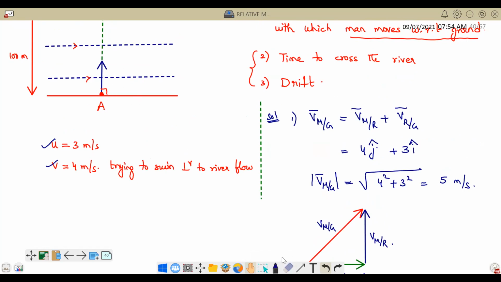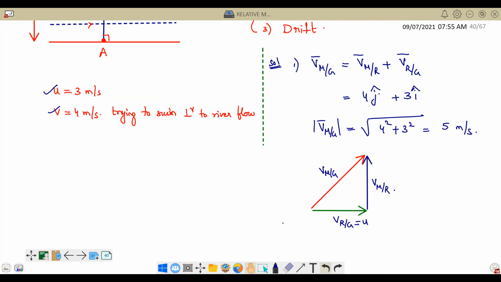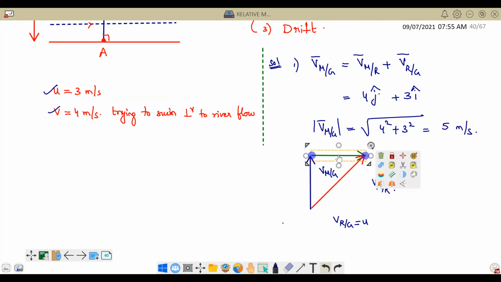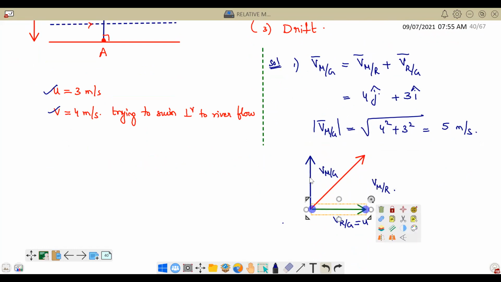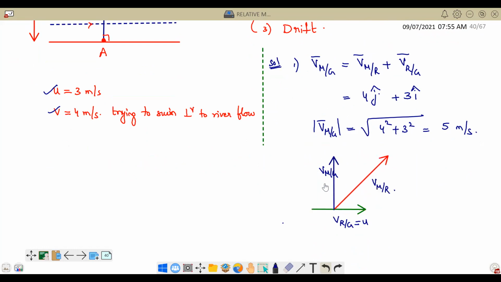In that animation, they have shown it like this. Both are same, correct or not? The animation you were shown like this is the same as this one. Either you can remember it that way or this way also. Both are same.